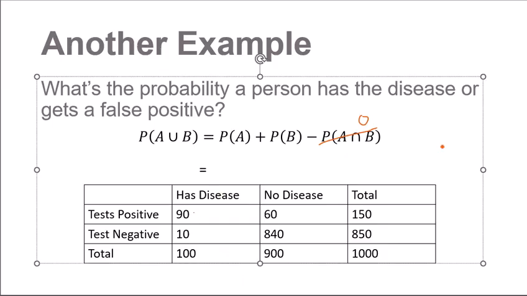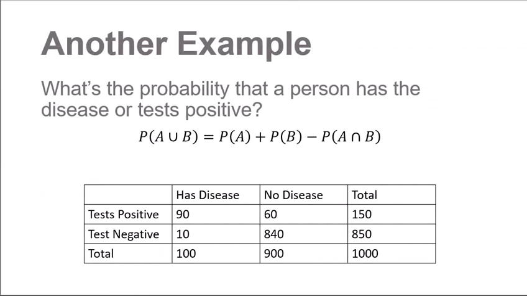So I'm going to look at what's the probability that someone has the disease. There were 100 people who had the disease out of a total of 1,000. Plus, what's the probability that someone gets a false positive? That was 60 people out of 1,000. And then I could say minus 0 here, but I don't really need that overlap because these are mutually exclusive events. This would give me 160 out of 1,000, or again, I could do the reduced fraction or a decimal or however you want to represent the probability.